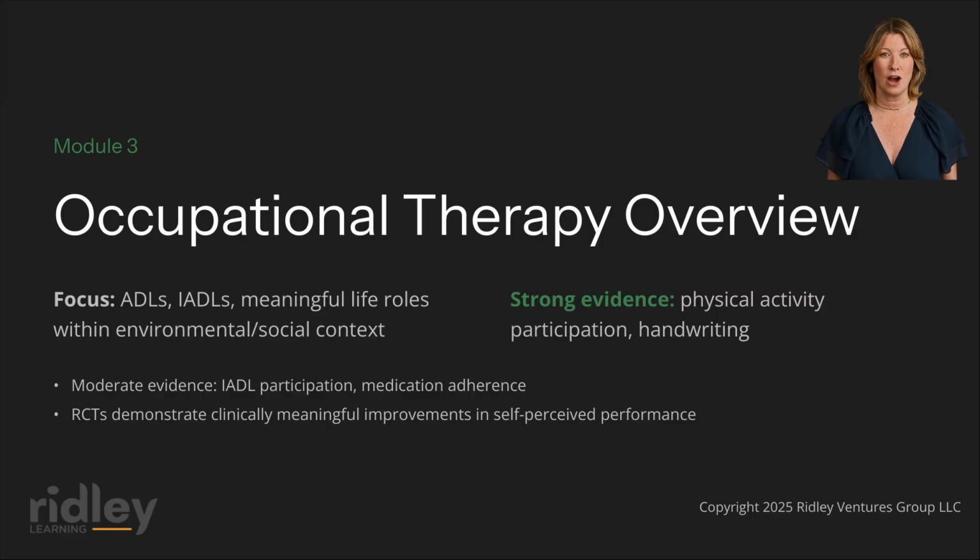The evidence base for occupational therapy in Parkinson's disease has expanded substantially in recent years, with systematic reviews demonstrating benefits across multiple outcome domains. Evidence supports strong benefits for physical activity participation and handwriting, moderate benefits for instrumental activities of daily living participation and medication adherence, and emerging benefits for cognitive rehabilitation approaches. Randomized controlled trials demonstrate that occupational therapy interventions improve self-perceived performance in daily activities, with clinically meaningful improvements on validated measures of occupational performance.